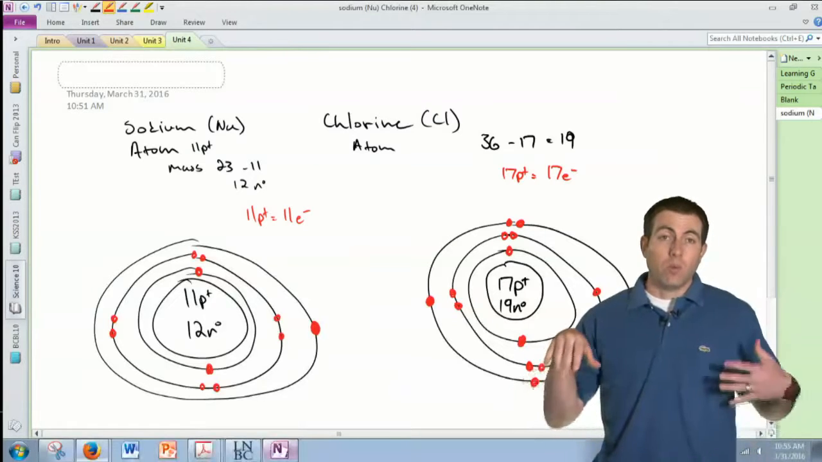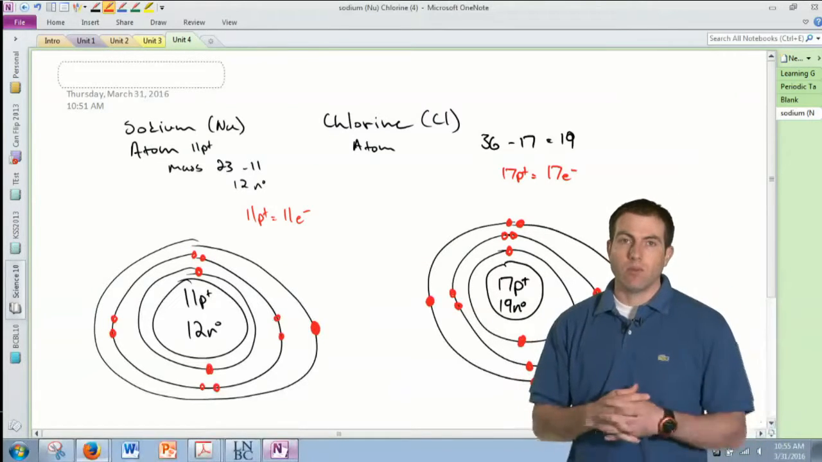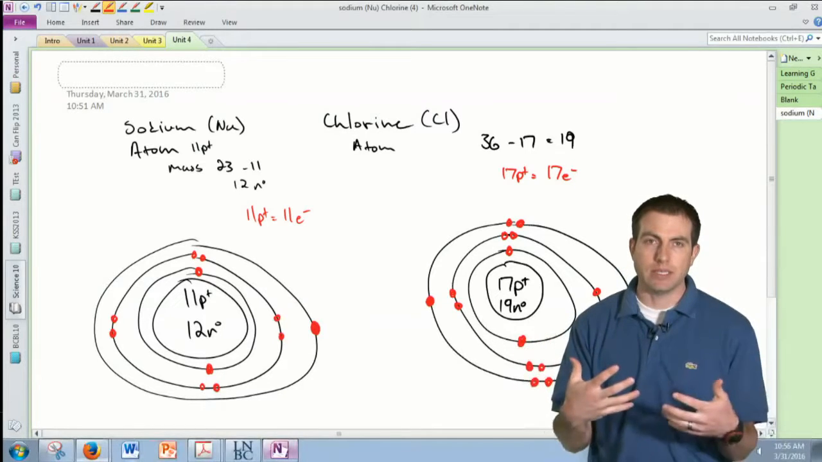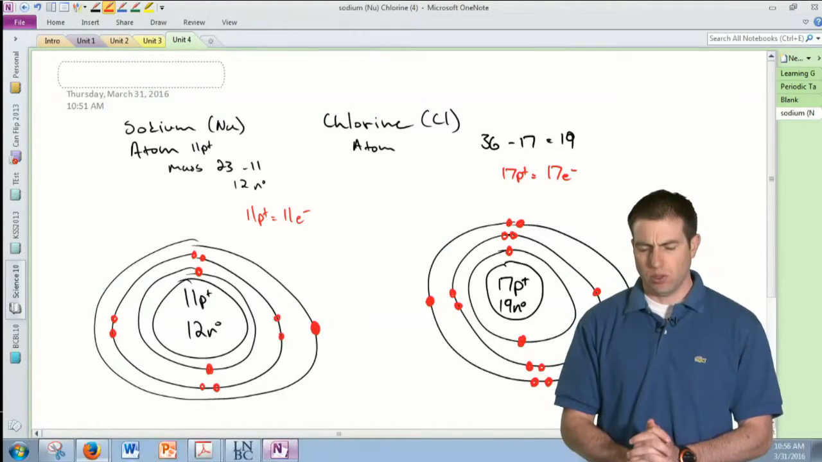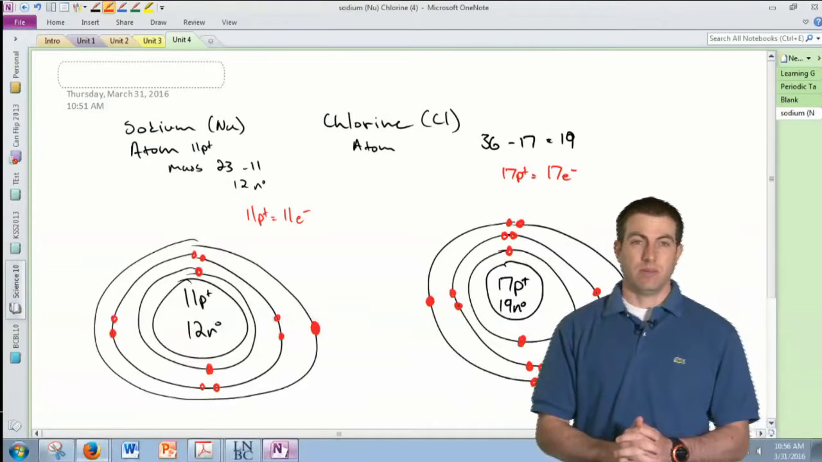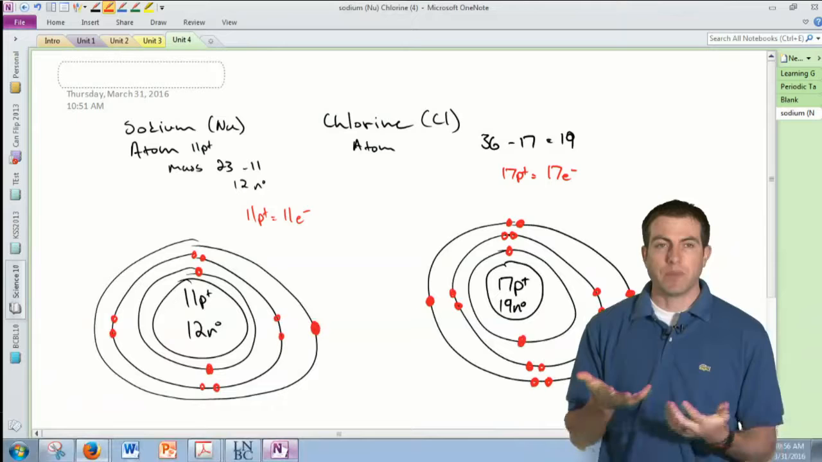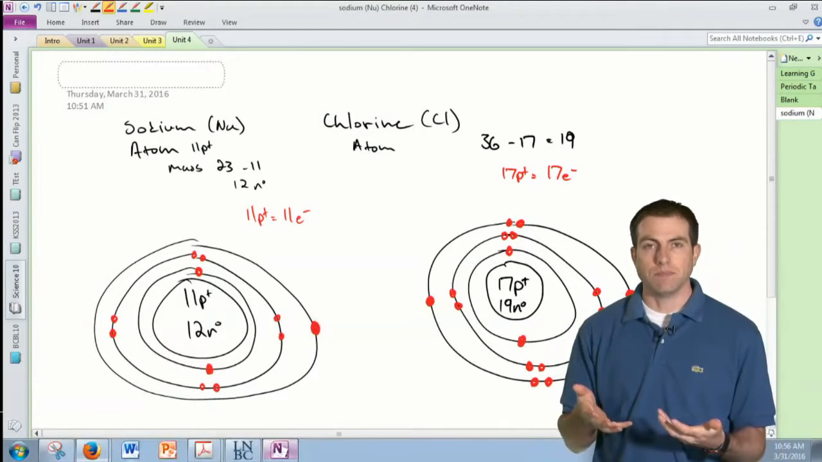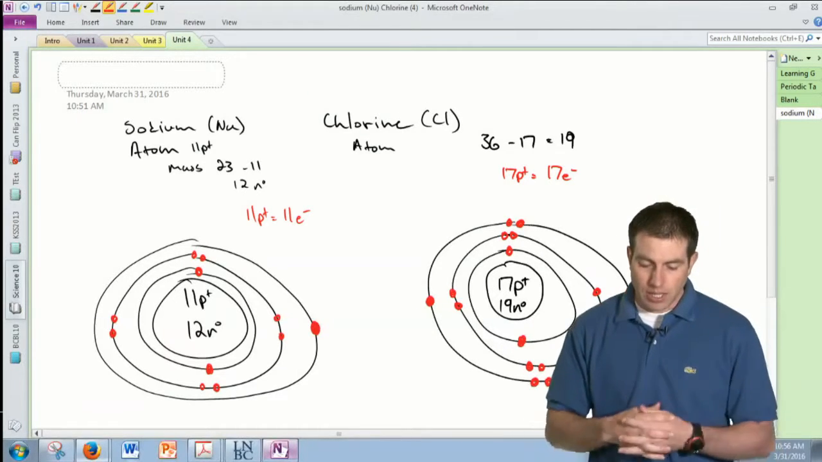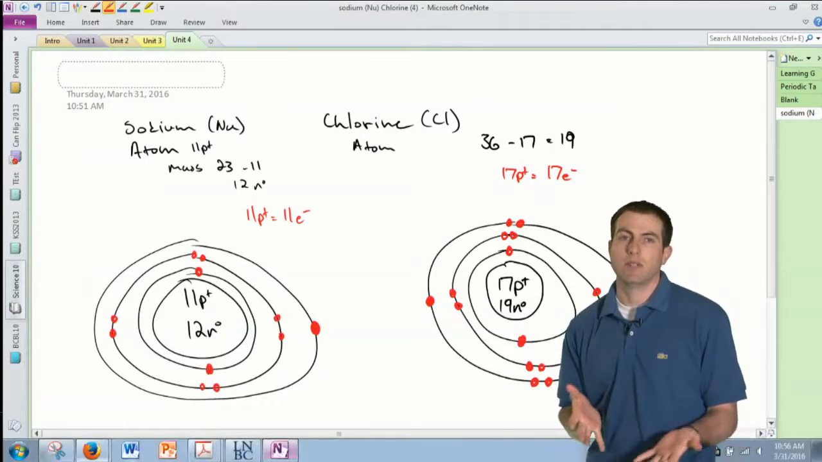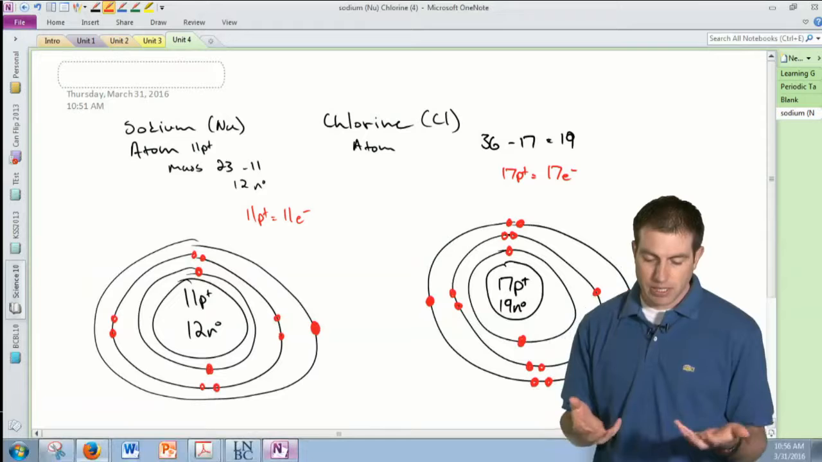Now, we're kind of moving into grade 10, and we're asking ourselves, how are these things going to combine together? Now, this sodium and chlorine are a really basic example, but if we look at sodium, it has 1 electron in its outer shell. Just the 1. Chlorine has 7 electrons in its outer shell. It's like a match made in heaven.